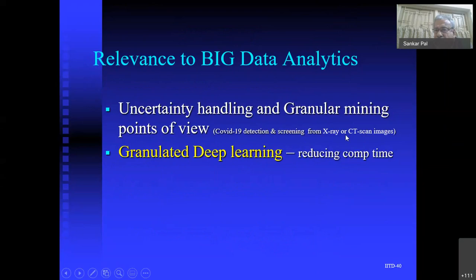You have got granulated deep learning, that means reducing the computation time. What is going on in deep learning? You know that deep learning performance depends on the number of samples. Any kind of machine learning, if you have more previous examples, machine learning in one sentence, what is it called?